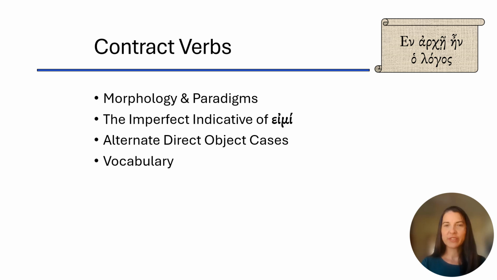So in this chapter, we'll discuss the morphology and paradigms for contract verbs, but also the imperfect indicative of eimi, the alternate direct object cases, and your vocabulary.